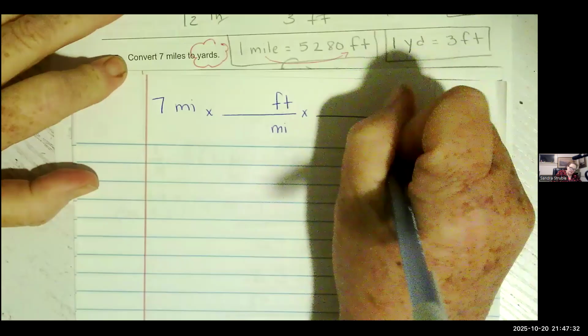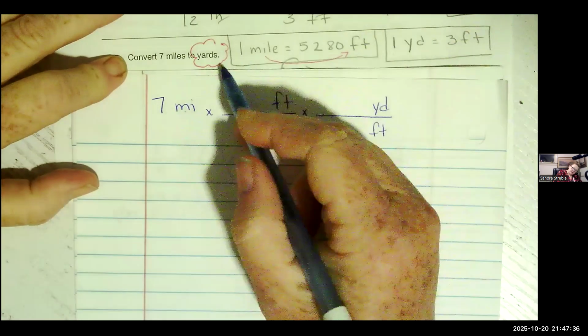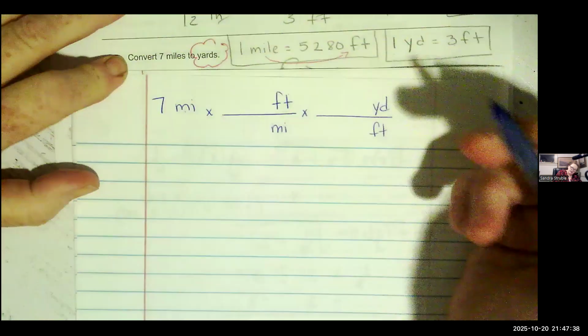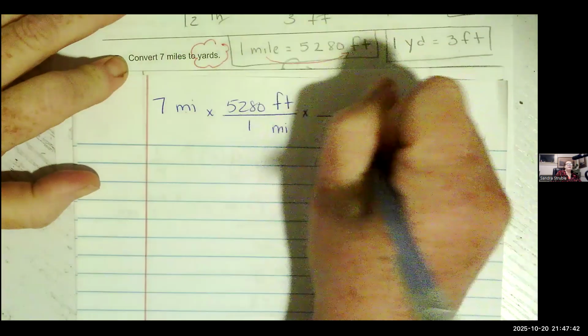Cross out, left with what they want. So that's fantastic. Now I can just plug in the numbers. 5,280 feet in 1 mile and 3 feet in 1 yard. Now this one, it has something different.